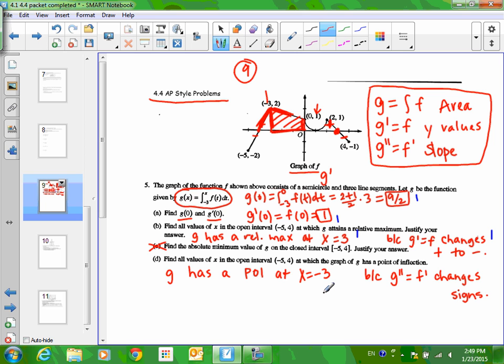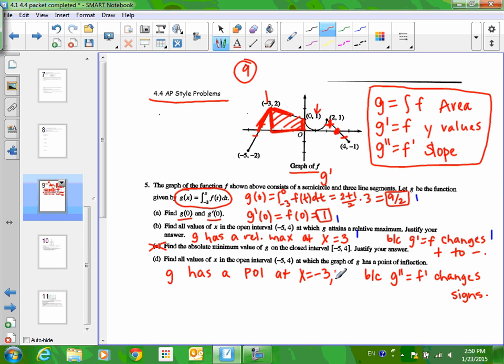Do you have any other answers? Remember, we're looking for the x values, not the y values, the x values. Would 0 be a relative extrema or not? So what do you guys think about 0? Is the slope changing signs? No. It's changing, but it's not changing signs. So 0 is not an answer.